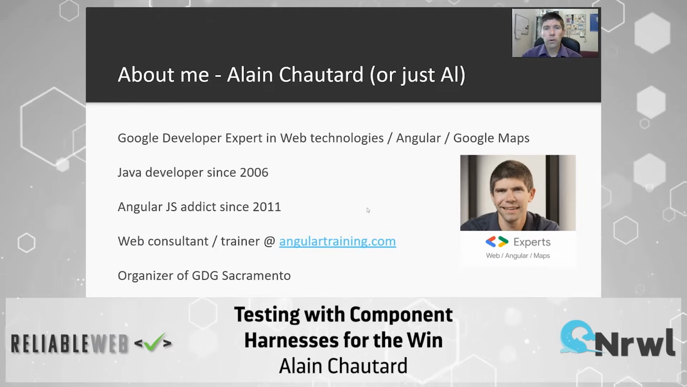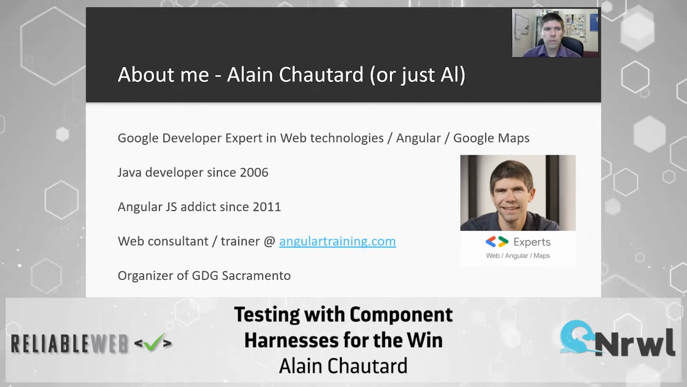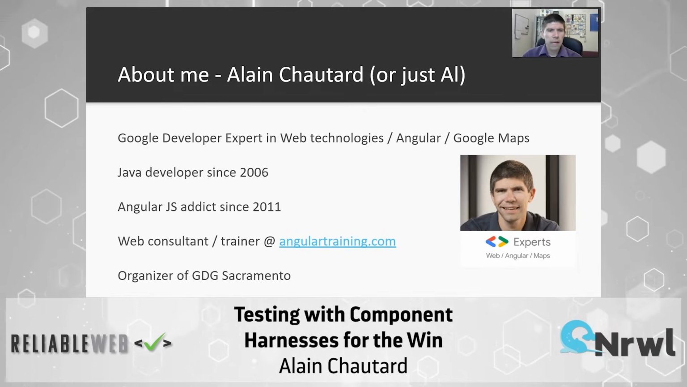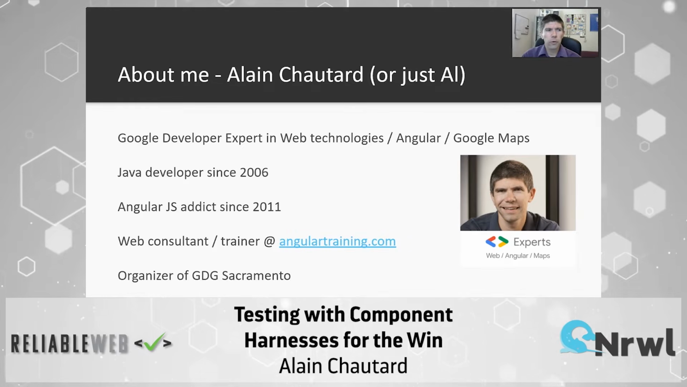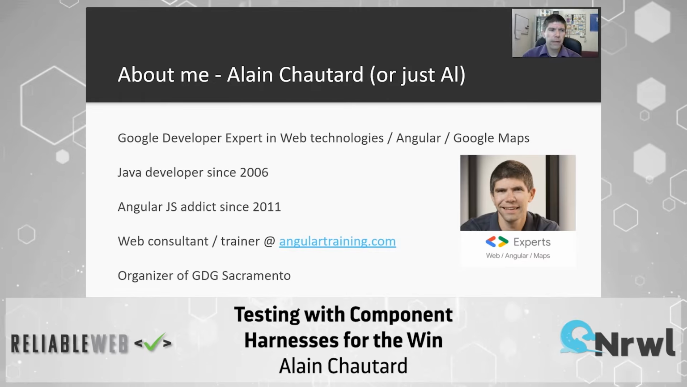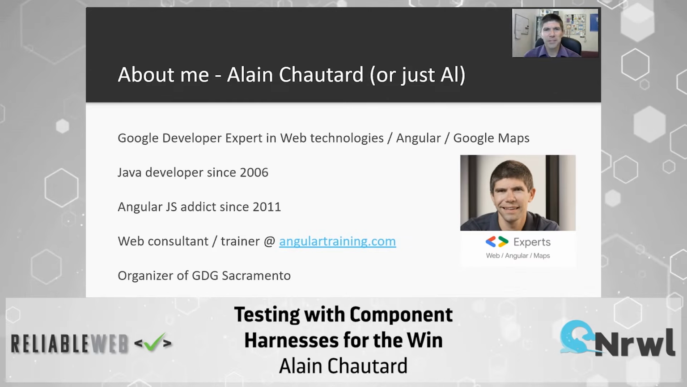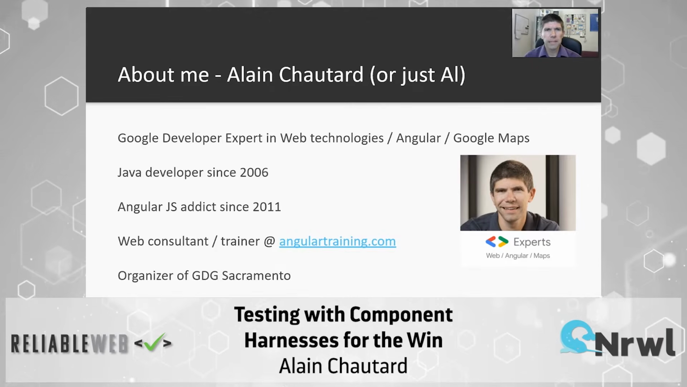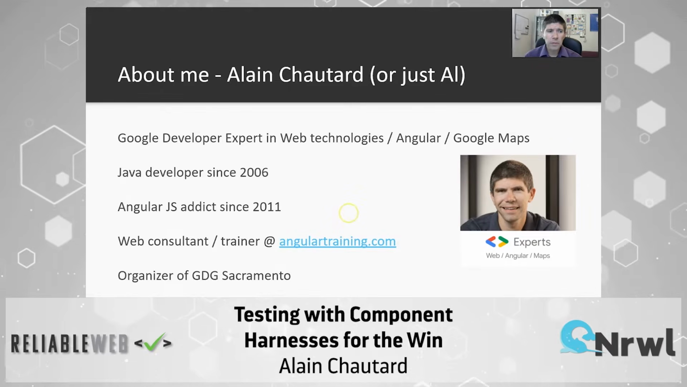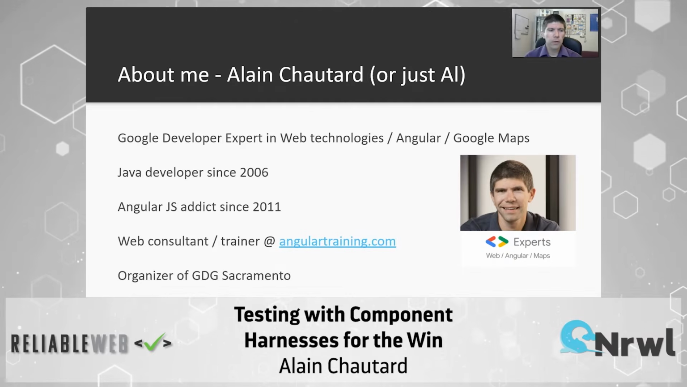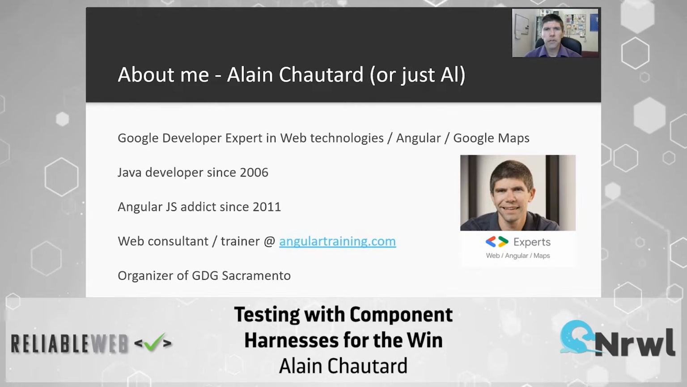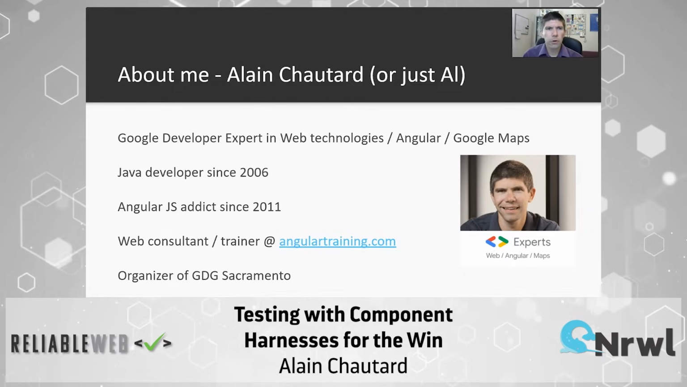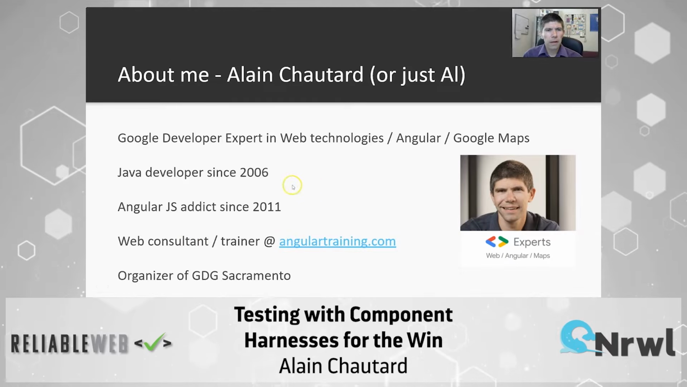So my name is Alain, or just Al, and I'm a Google developer expert in web technologies, more specifically Angular and Google Maps. I've been working as a full-stack developer since 2006 and became addicted to AngularJS in 2011. I've pretty much been working on front-end development on a daily basis since then. These days I'm doing training and consulting at my own company, which is angulartraining.com. I'm also the co-organizer of the Google Developer Group in Sacramento, California.